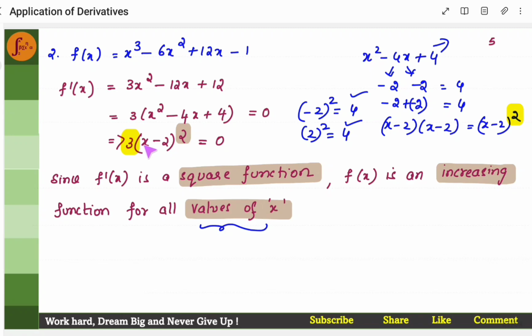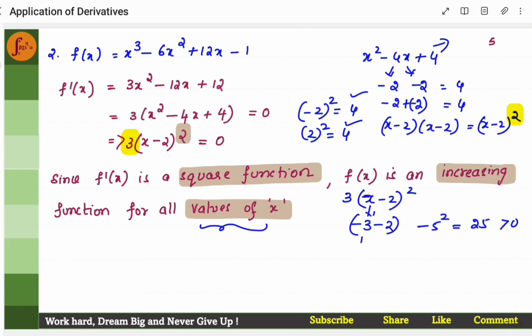Because any value, you can take positive value, negative value, anything. It's ultimately going to become an increasing function because the value is going to be greater than 0. Say I take, instead of x, minus 3. I'll take x minus 2, the whole square. So if I take x as minus 3, I will get minus 5, and minus 5 the whole square is 25. So it's greater than 0.